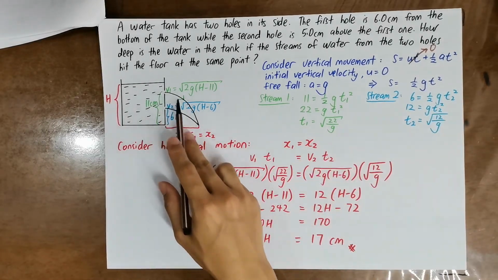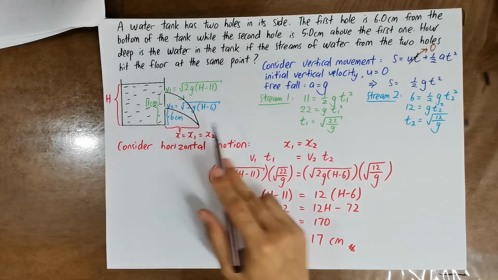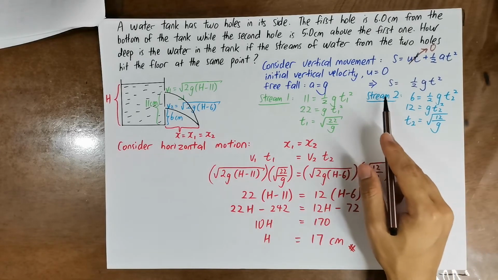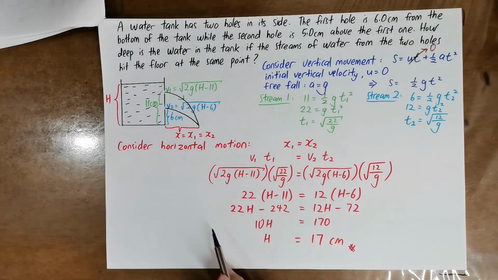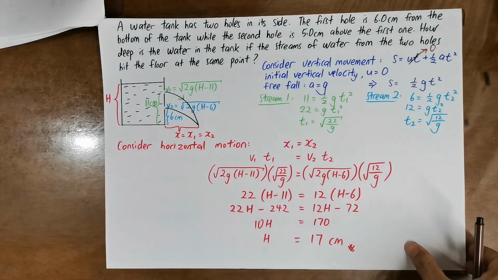For stream 1, T1 is like this, the time for the free fall of stream 1. And the time of free fall for stream 2 is like this. Then you put them here, and now you can say that the height of the water, capital H, should be 17 cm.